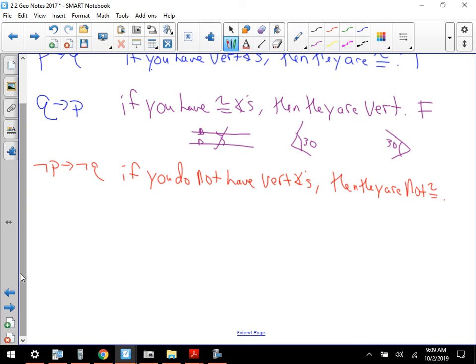Okay. So it's dependent upon how you start the statement. So if I start the statement with, if you are a teenager, then you are 13. Is that true or false? False. If I go backwards, if you are 13, then you are a teenager. Is that true or false? That's true. If you are not a teenager, then you are not 13.